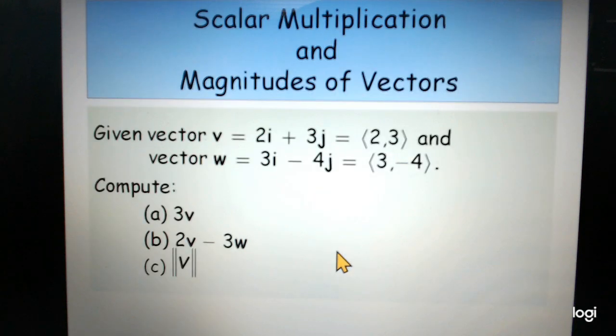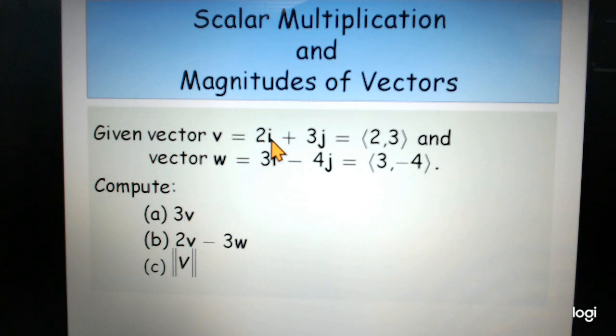Okay? Scalar multiplication and magnitudes of vectors. All right, so again, this is vector v, this is vector w. Here it's written in terms of unit vectors i and j. Here they're written in terms of position vectors. And we're asked to do a couple things. Now, most of the stuff you can probably do mentally.